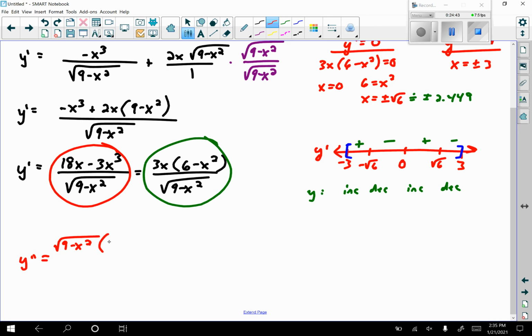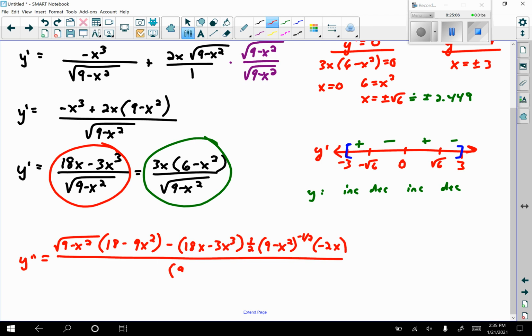D high becomes 18 minus 9x squared, minus high, which is 18x minus 3x cubed. D low becomes 1/2 times this quantity to the negative 1/2 times negative 2x, all over low, so that's just going to give us 9 minus x squared. We're squaring the square root.